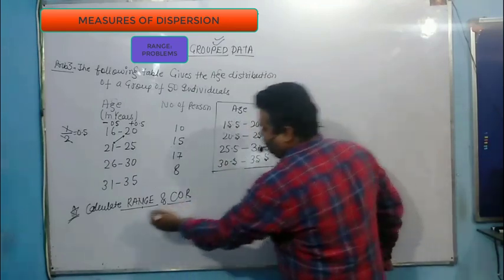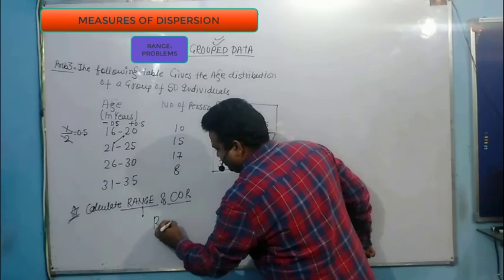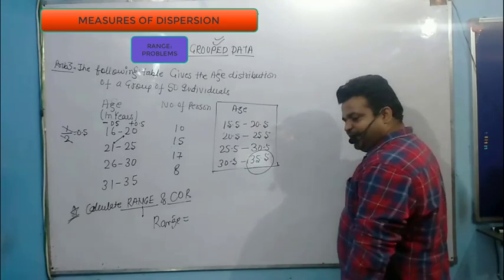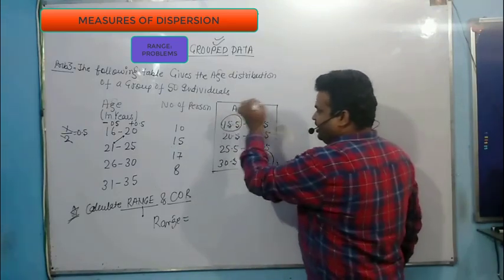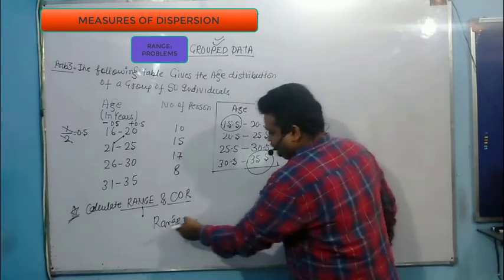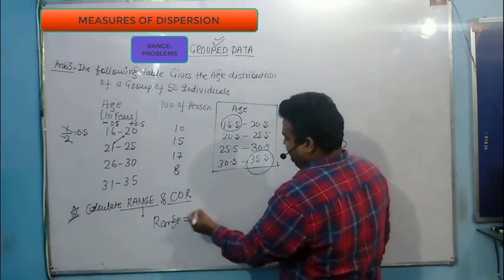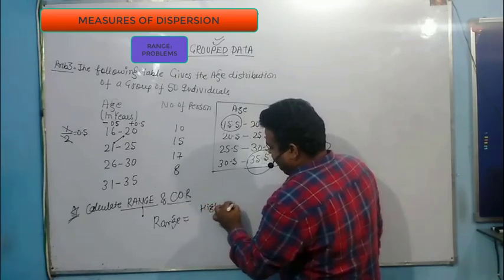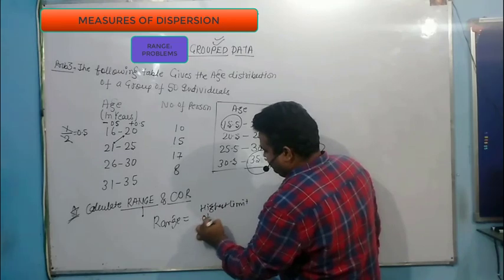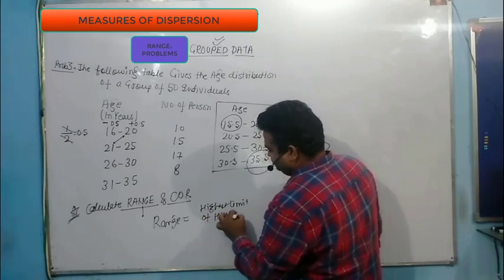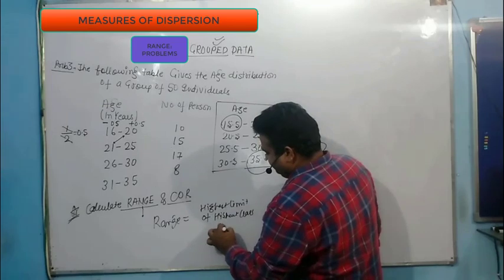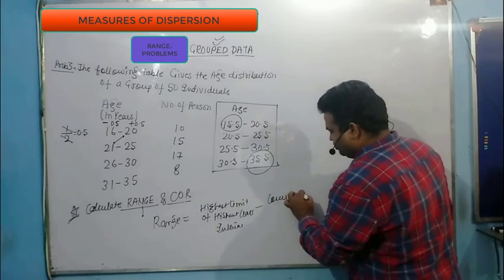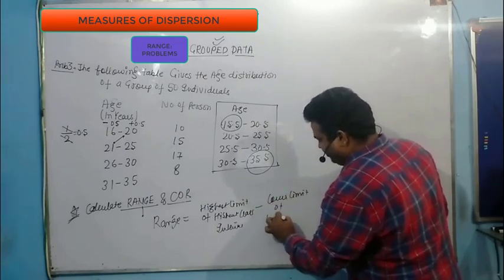Now what is the formula of range? My range formula is, again I am repeating, this is the upper limit of the highest class interval and this is the lower limit of the lowest class interval. So what will be my range formula? My range formula will be the highest limit of the highest class interval minus the lower limit of the lowest class interval.